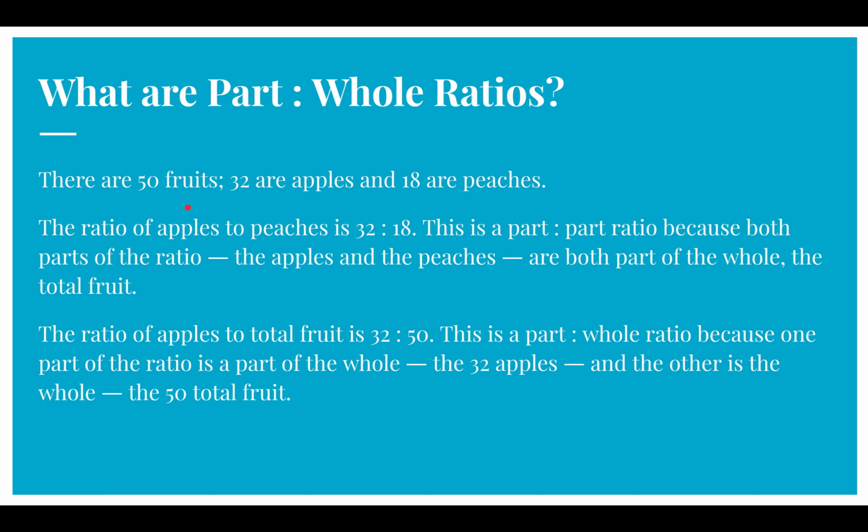We have 50 fruits, 32 are apples, and 18 are peaches. The ratio of apples to peaches is 32 to 18. This is a part-to-part ratio because both parts of the ratio, the apples and the peaches, are one part of the whole, the total fruit. The ratio of apples to total fruit is 32 to 50. This is a part-whole ratio because one part of the ratio is a part of the whole, the apples, and the other is the whole, the total fruit.